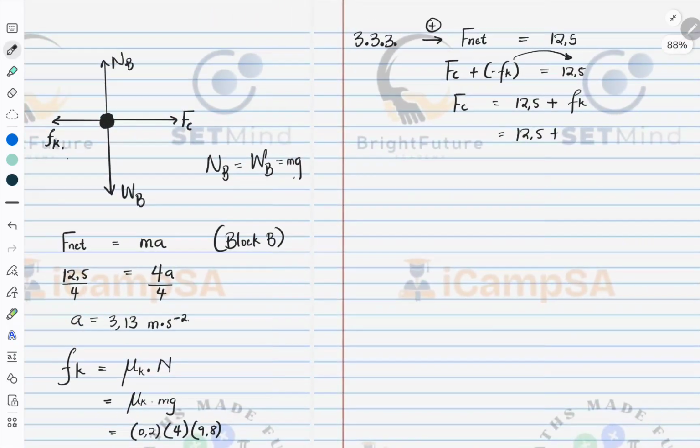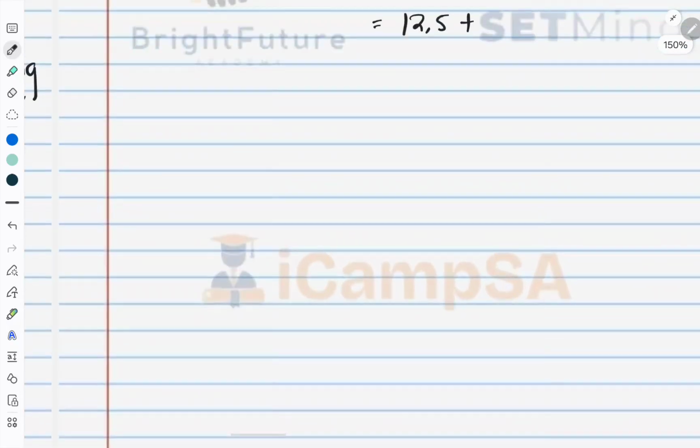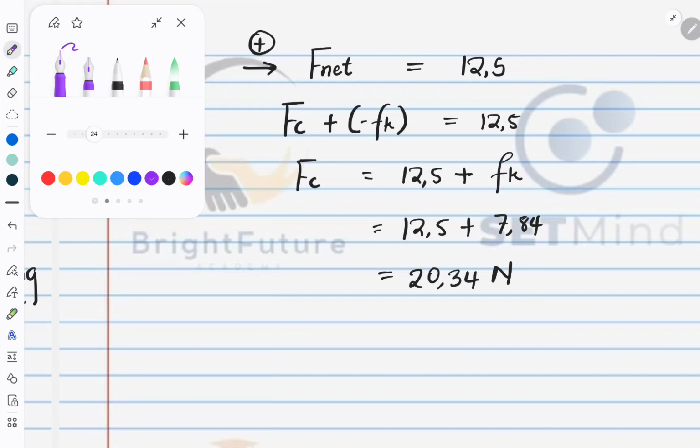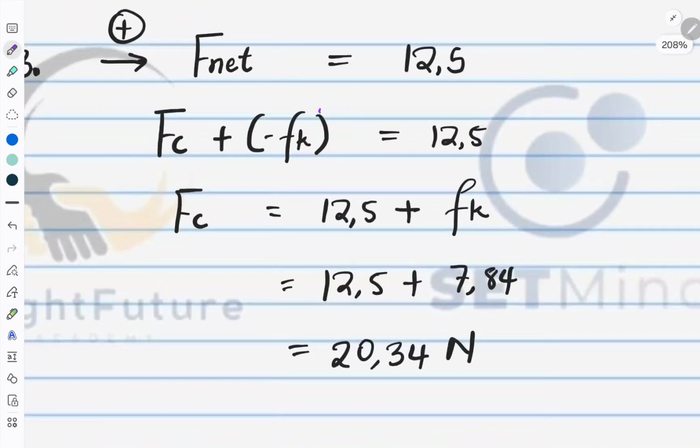You have to substitute, otherwise you won't find your final answer. 12.5 plus 7.84. Then what answer is that? 20.34 newtons. That's what you would get for their contact force. I like writing the transpose in a different color.